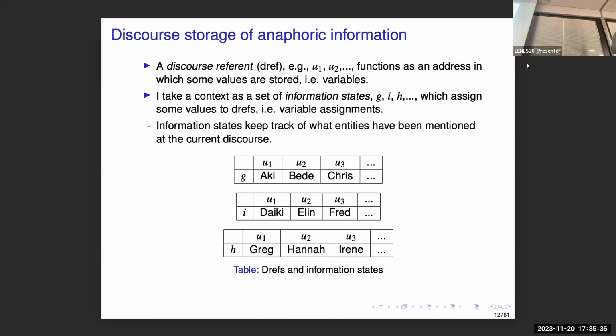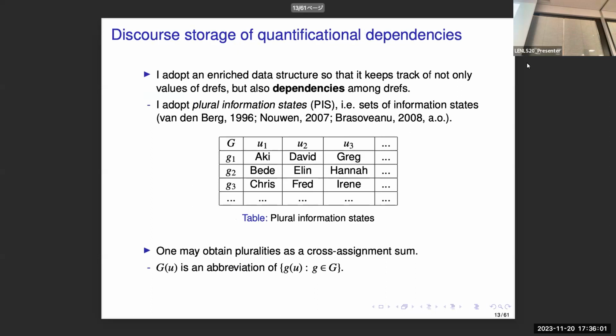So in short, dynamic semantics. I will discuss dref as a fancy term for variables, and I will call a variable assignment an information state. You can roughly take it as an information state G, in which the dref U1 has a value A and U2 has the value B, and a different information state assigns different values. And today I will take a set of variable assignments as an evaluation point.